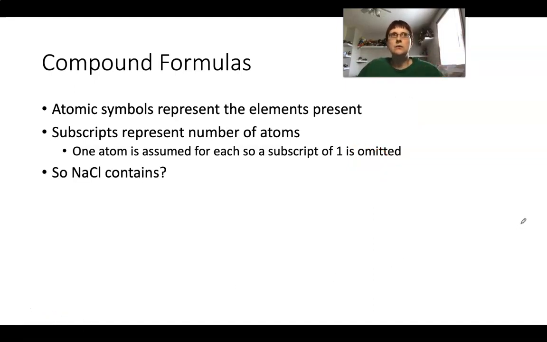So what does that mean for sodium chloride? It means that it contains 1 sodium and 1 chlorine, because there's no numbers down here. And then for this compound, we've got 1 nitrogen and 4 hydrogens. All right.